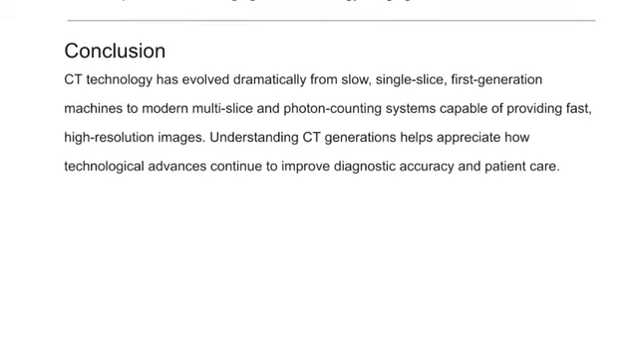Then the conclusion: CT technology has evolved dramatically from the slow single slice first generation machine to modern multi-slice and photon counting systems that are capable of providing fast, high resolution images. So, understanding CT generations helps to appreciate how technological advances continue to improve diagnostic accuracy and patient care.